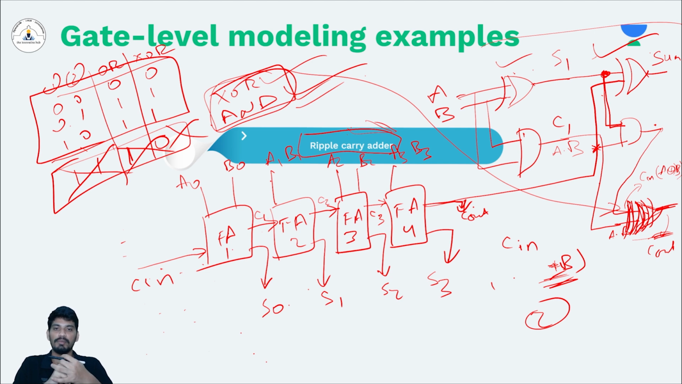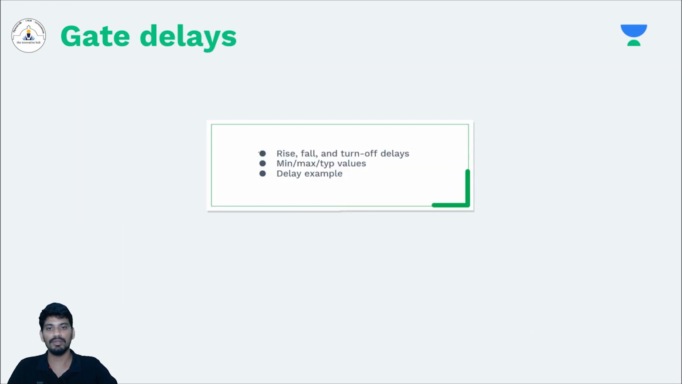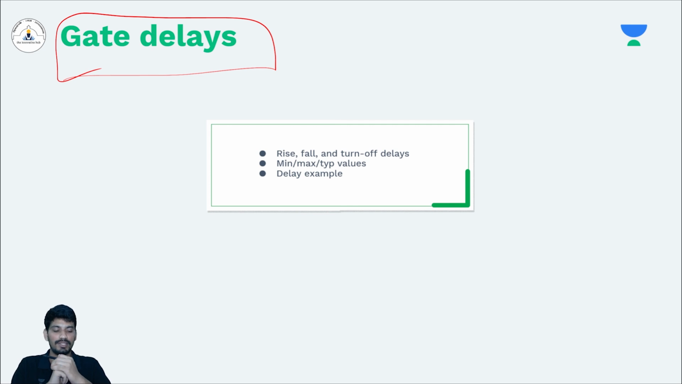We'll draw the schematic using Verilog code in the live session, and we'll simulate this circuit and see the output of the ripple carry adder. So that is the goal. So let me introduce some new concept called gate delays. Till now we have seen different logic gates, right?